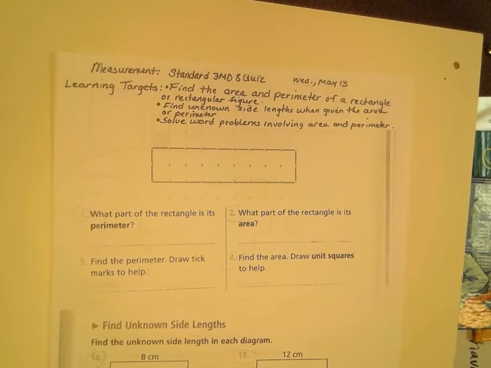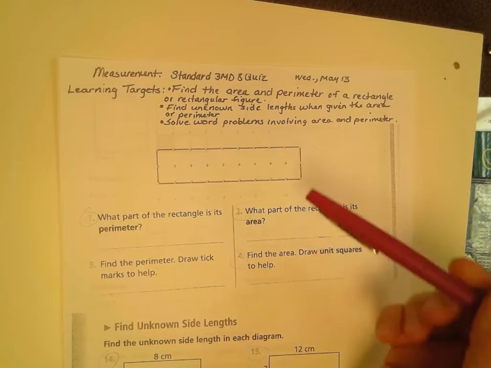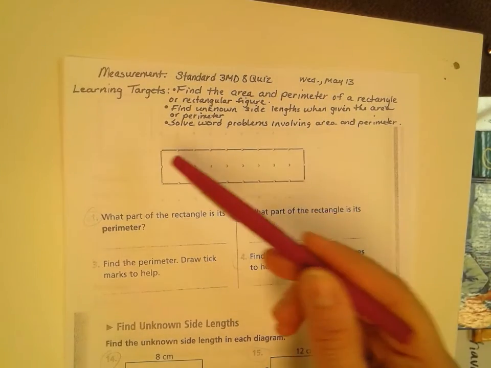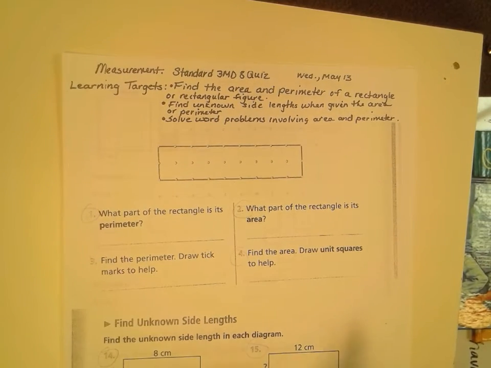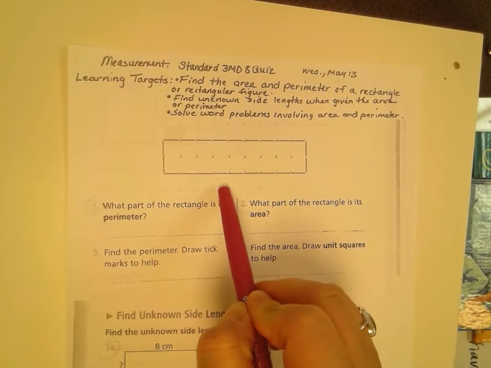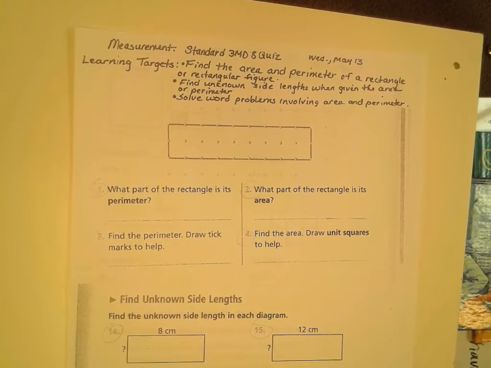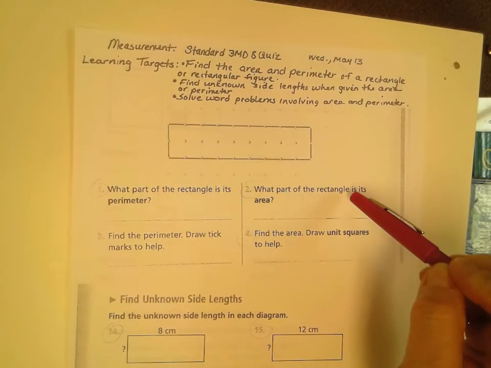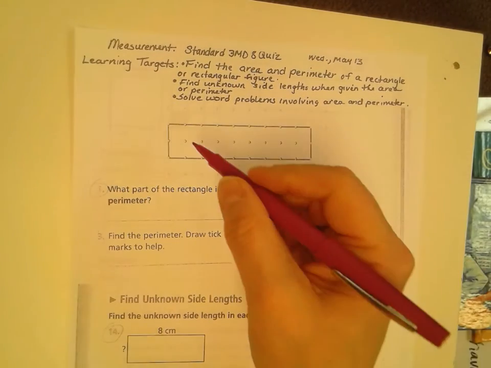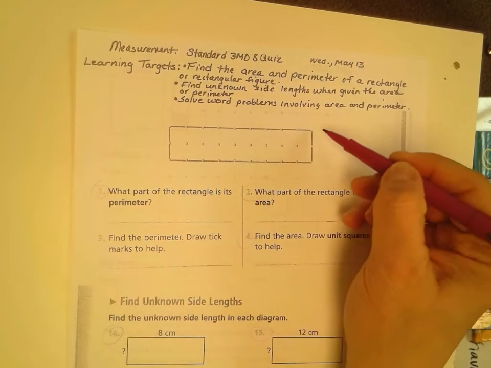And so let's look at this first rectangle. Things we know about rectangles is that rectangles have equal opposite sides. So when you see a rectangular figure, once we count one side, we know that's what's on the other. Our first question says, what part of the rectangle is its perimeter? Now remember, perimeter is if we walked around the rectangle. So we're going to count not how many dots, but how many sections we have between here.